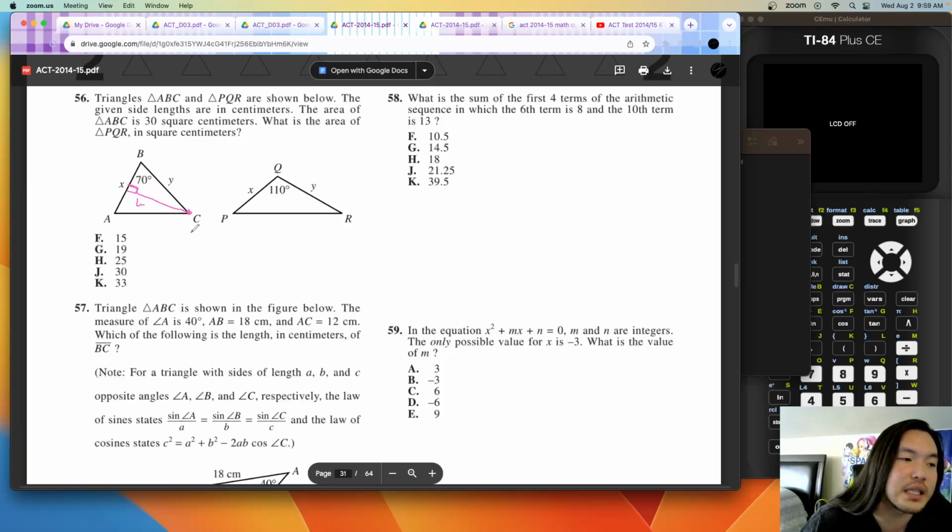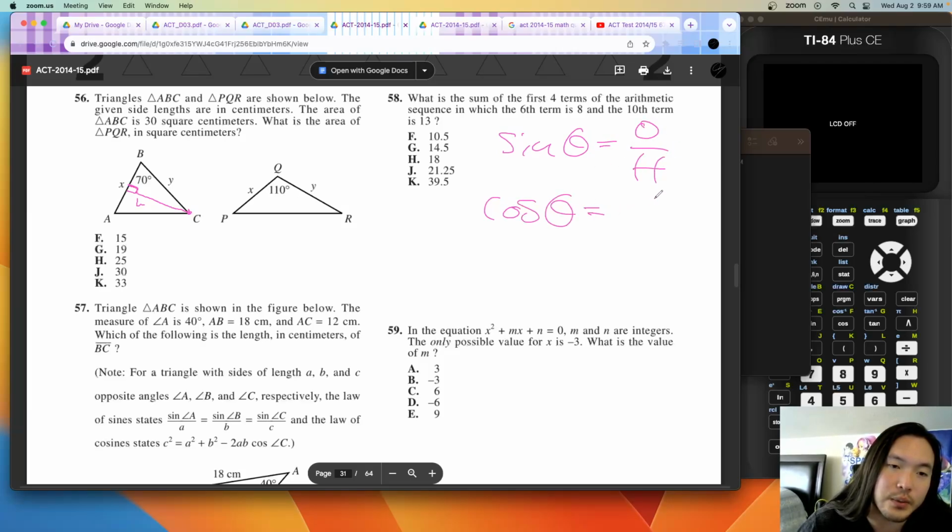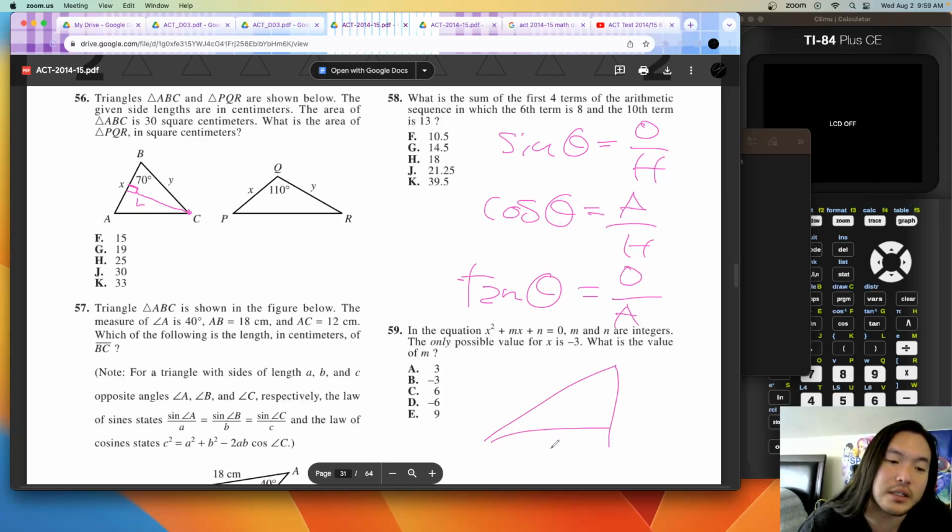Definitely you need to know your trig, right? If you don't know your trig, sine theta equals opposite over hypotenuse. This is SOHCAHTOA, right? Cosine theta equals adjacent over hypotenuse, tangent theta equals opposite over adjacent. You definitely need to know this for the test. If you have a right triangle, let's call this angle theta. You can call it x, whatever you want. This is the right angle, this is the adjacent side, this is the opposite side, this is the hypotenuse.